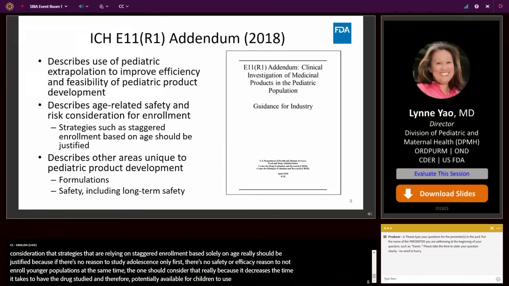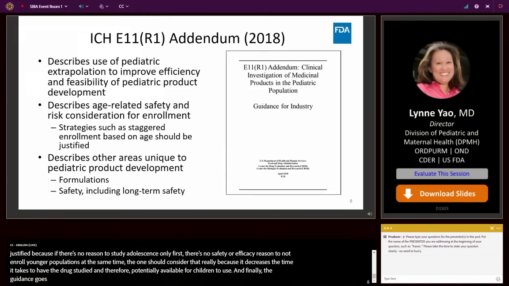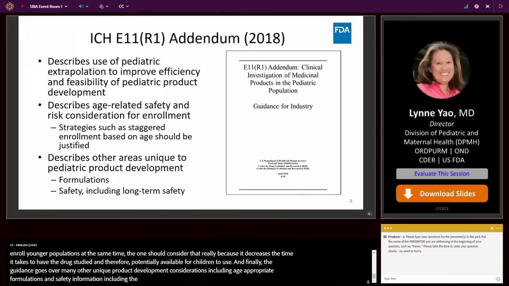And then finally, the guidance goes over many other unique product development considerations, including age-appropriate formulations and safety information, including the need often for long-term safety information if the long-term safety is unknown in a pediatric population.